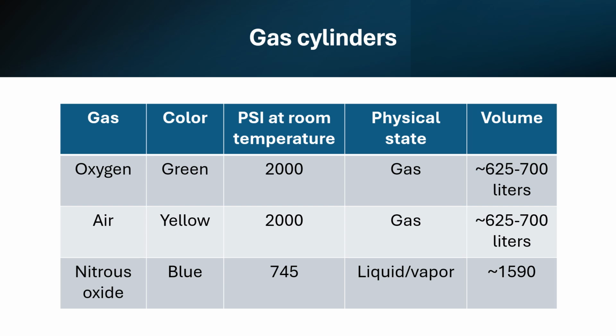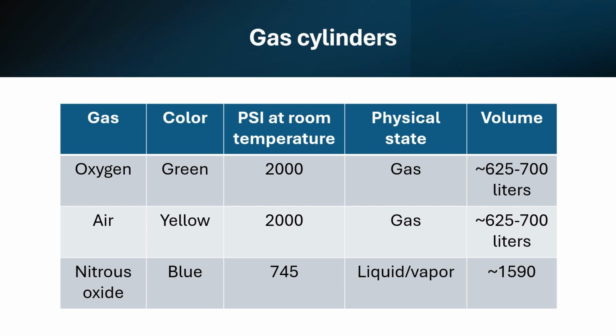So let's keep talking about gas cylinders, and we'll briefly discuss the three main gases we use in anesthesia in medicine, such as oxygen, air, and nitrous oxide. In this country, the United States, the color code is green for oxygen, yellow for air, and blue for nitrous oxide. The color code may be different for other countries.